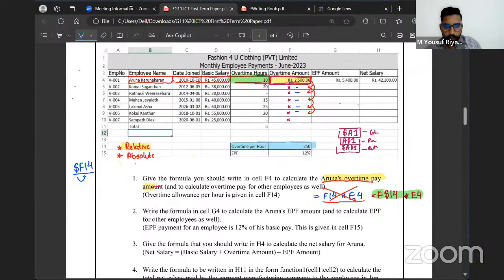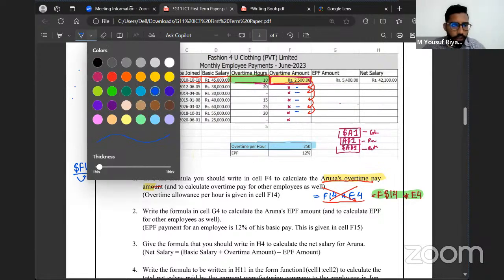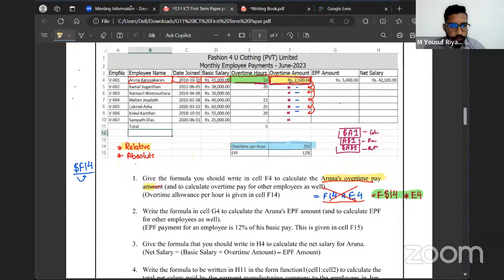Okay, let's go for the next one now. Write the formula in cell G4. To calculate Anura's EPF amount, and other employees as well. EPF payment for an employee is 12% of his basic salary. This is given in cell F5, so you can find his EPF amount using this value.